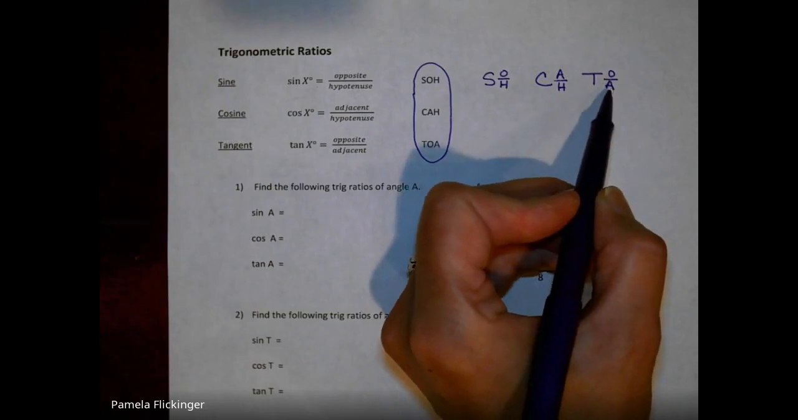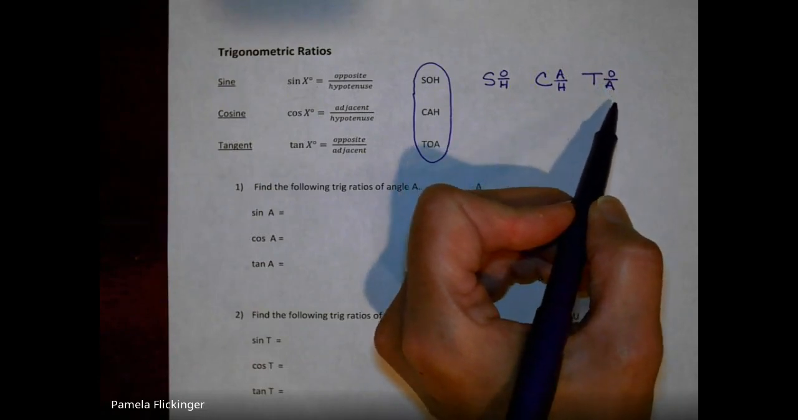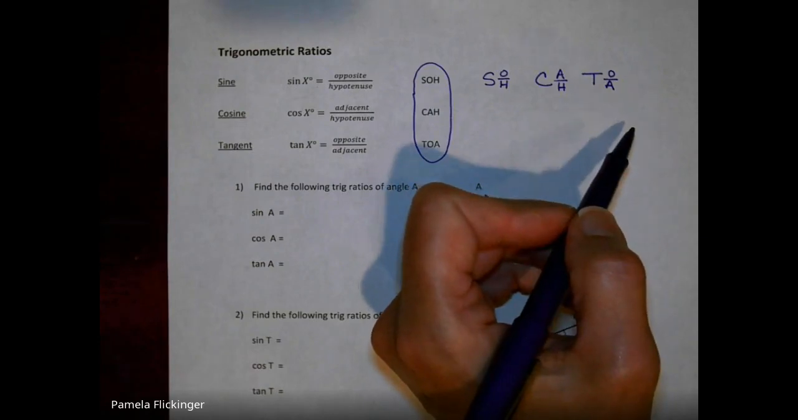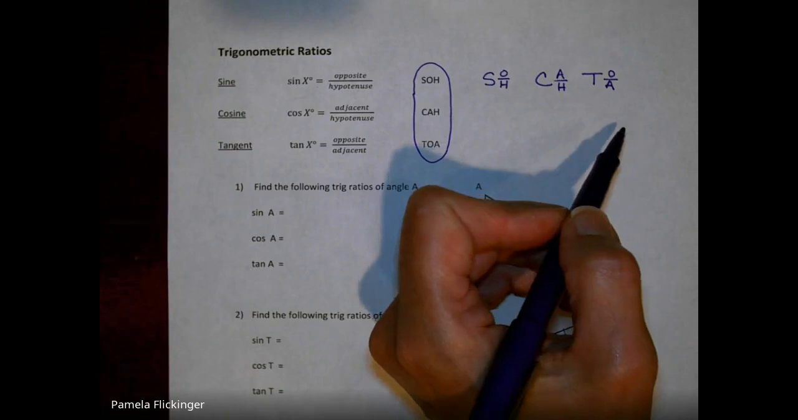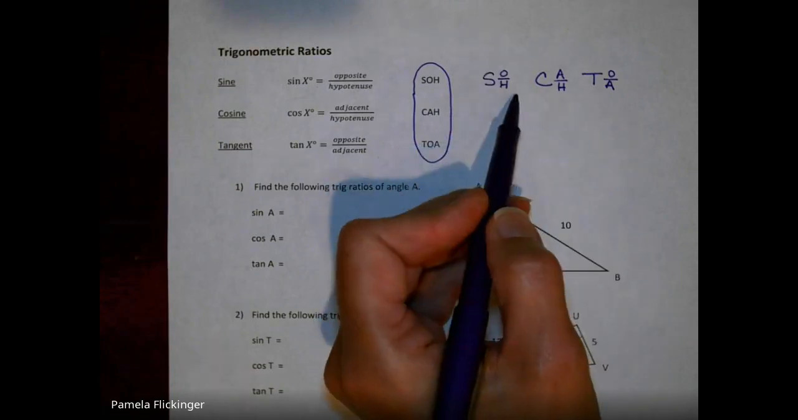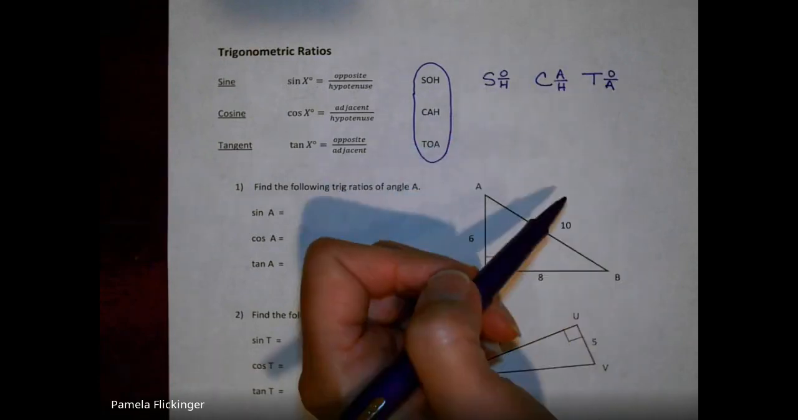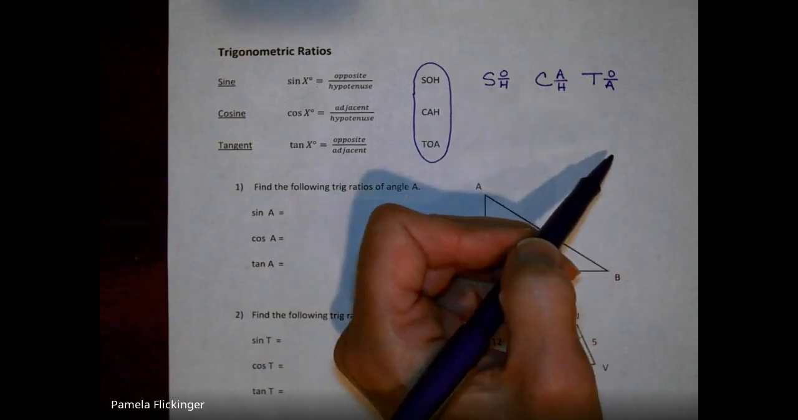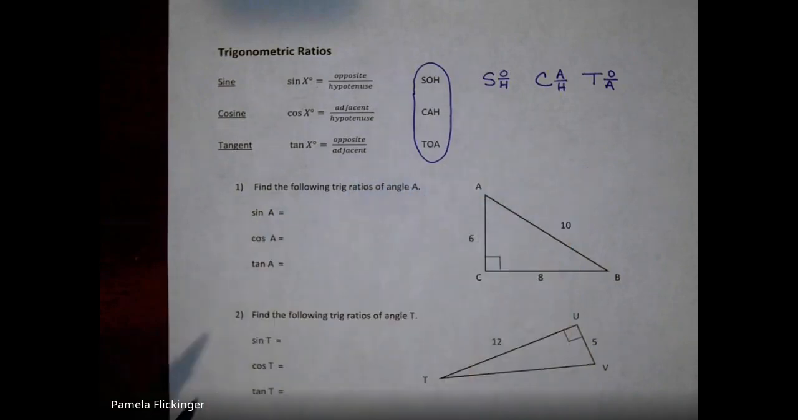I don't care as you are labeling things if you just use the O, the A, and the H, or if you use a little shorter abbreviation for opposite, adjacent, hypotenuse. That will be up to you. But we will be labeling, and you need to use some form. So this is SOHCAHTOA, and this helps us remember what the ratios are.